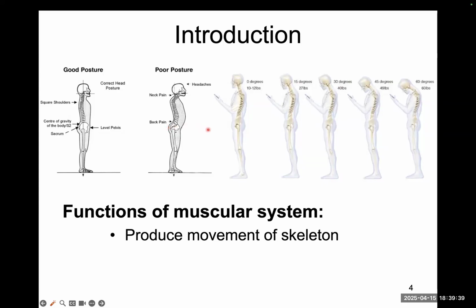So what happens when you lean or tilt your head? This is kind of showing you 0 degrees. At 0 degrees, you're putting 10 to 12 pounds of pressure, and that's basically how heavy your skull is when you're looking at your phone. But as you change that to 15 degrees, the pressure changes to 27 pounds. It doesn't mean your skull got heavier, it just means that there's more pressure on your body now. And then 30 degrees is 40 pounds, and 60 degrees is basically 60 pounds.